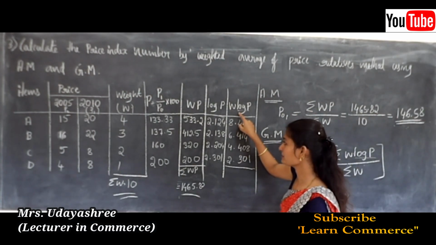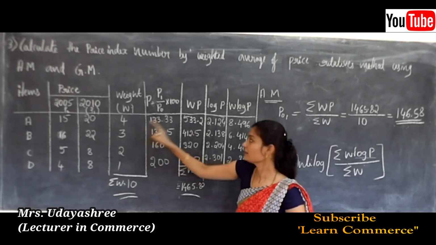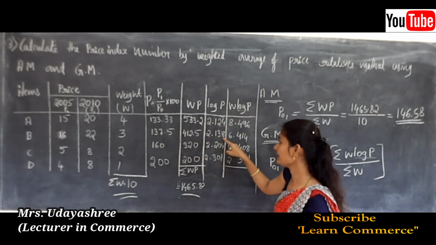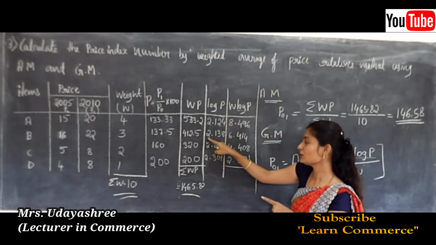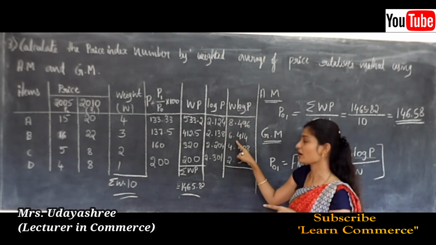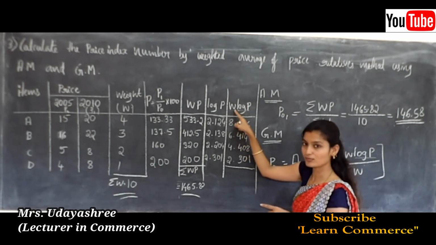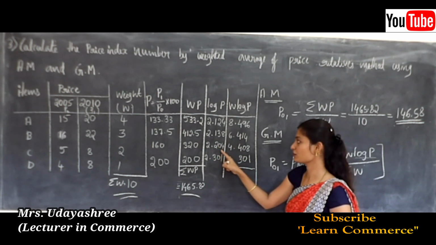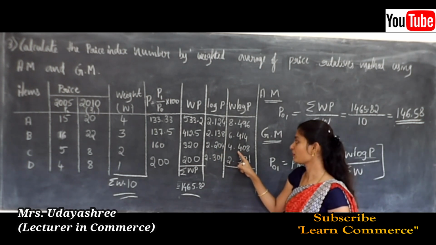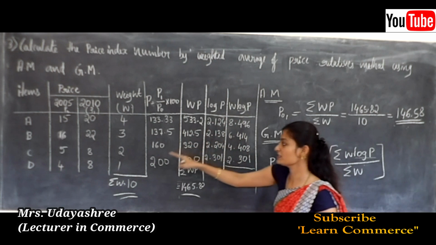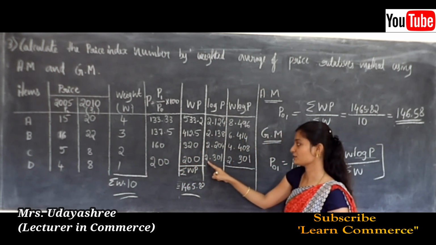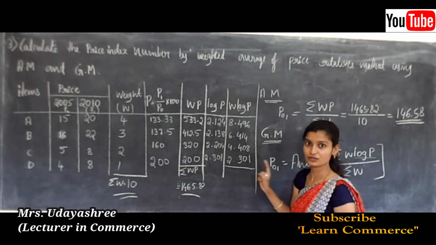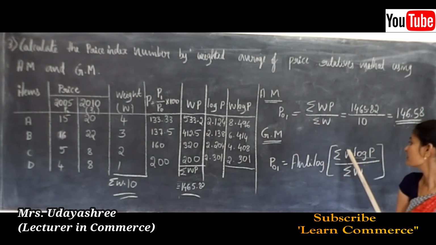Similarly, the next term is W is 3. Log P is 2.138. So W 3 into 2.138 is 6.414. The next W is 2. 2 into log P is 2.204. The answer is 4.408. Okay, next W is 1. 1 into log P, that is 2.301. The answer is 2.301.